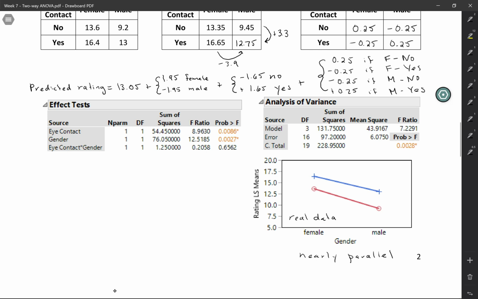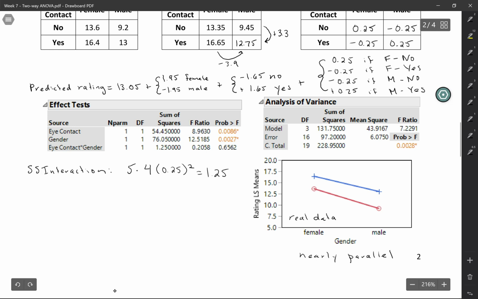So let's test it. We want to start off by calculating the sum of squares for the interaction. And again, we're going to use the effects as a starting point. So I'm going to do 0.25 squared. And because they all are the same when we square them, I could just multiply that by 4, right? Because we've got 4 different groups, and they're all 0.25 squared. And then there were also 5 individuals in each group, 5 ratings per group. So I'm also going to multiply that by 5, and I put it all together and I get a sum of squares of 1.25. So you can see that number in the effect test table.